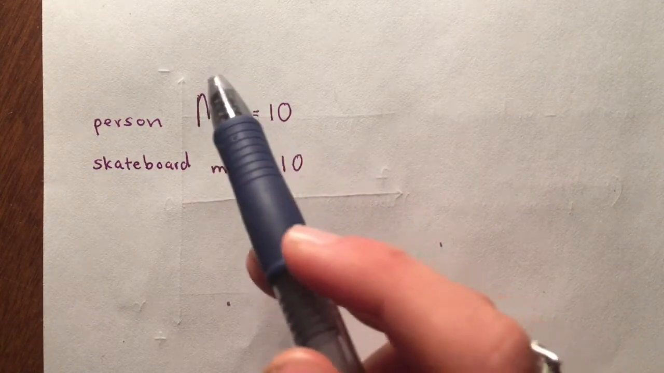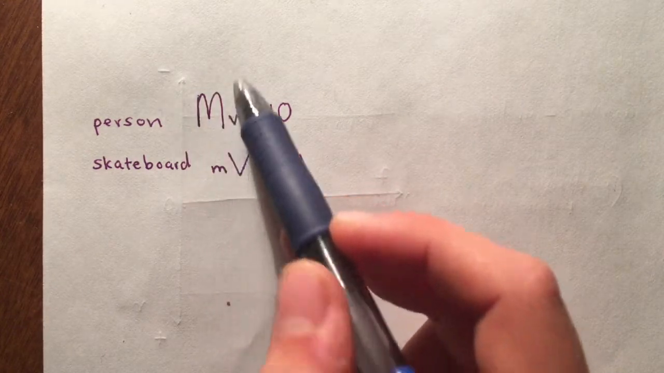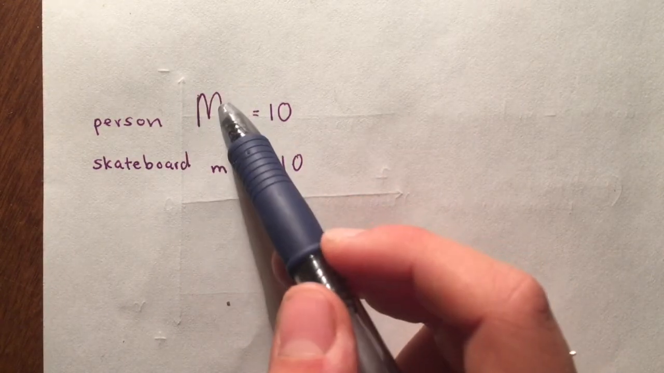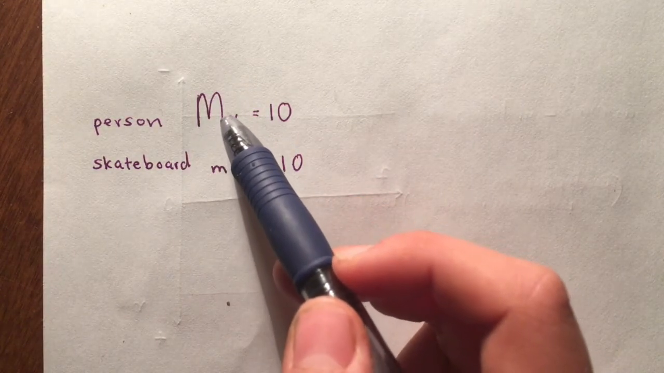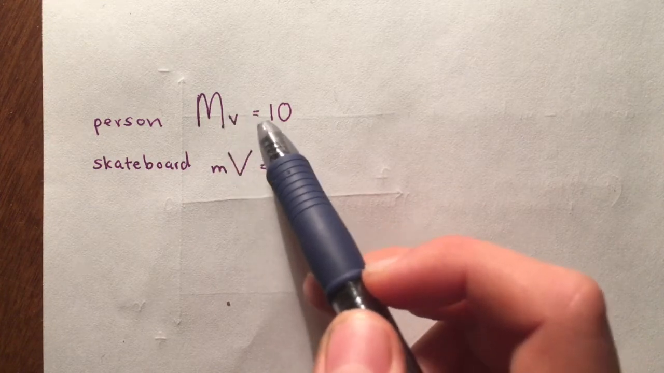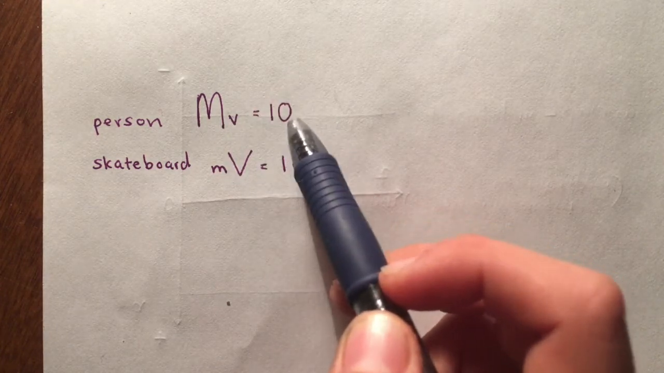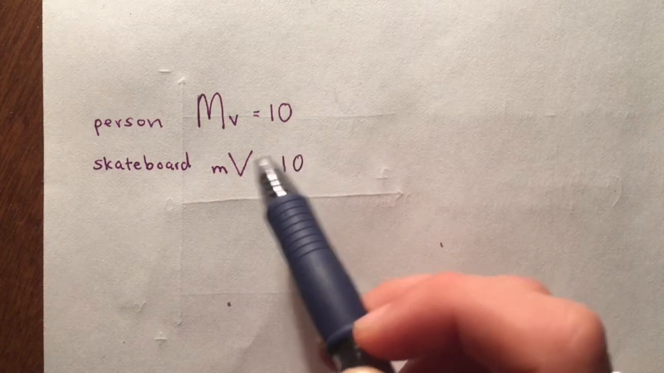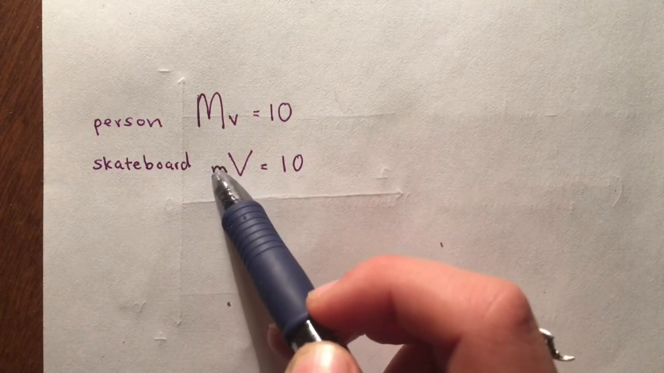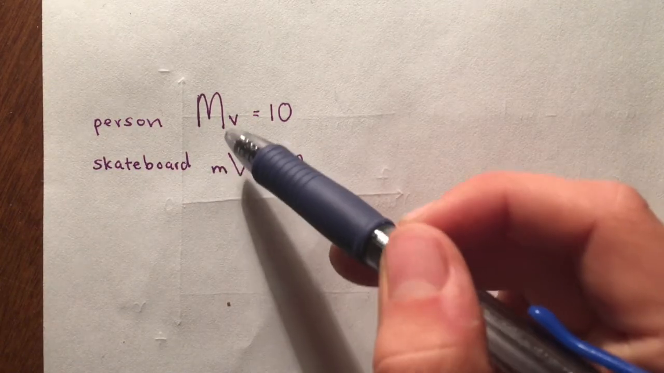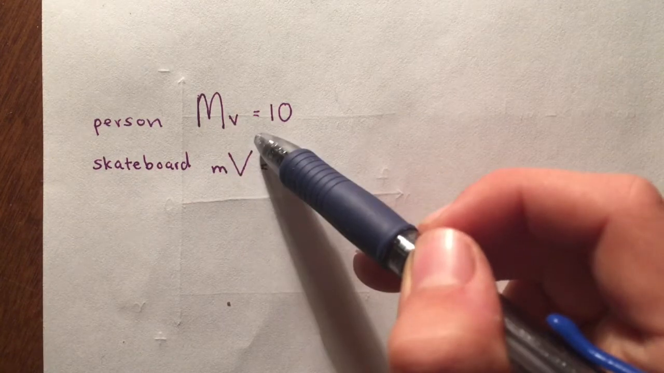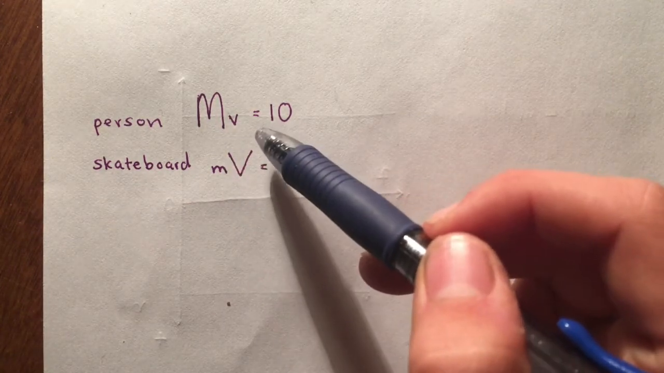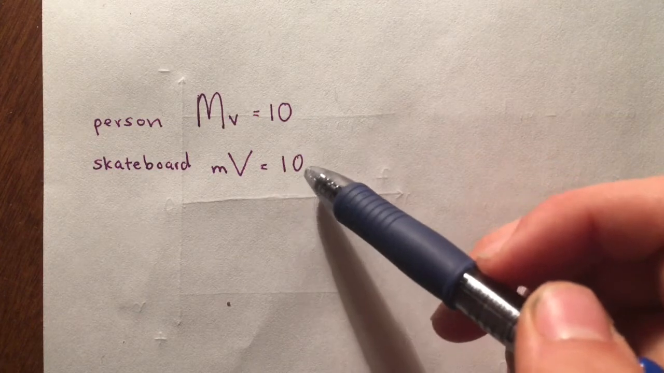Well, the reason is because I have a much bigger mass. If I have a ton of mass, I have to be traveling at a very small speed to get to the same momentum as the skateboard. The skateboard has a small, tiny mass compared to me, so it's going to have a very large velocity. It's going to move very fast in order to get to the same momentum.